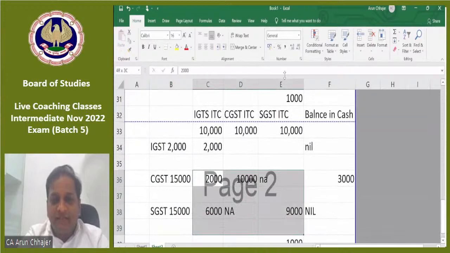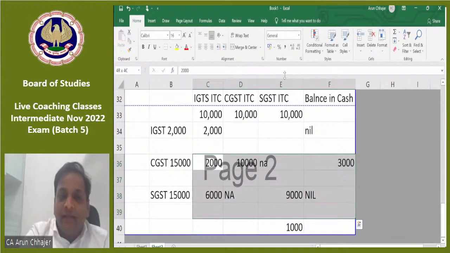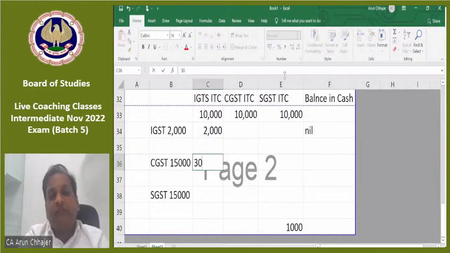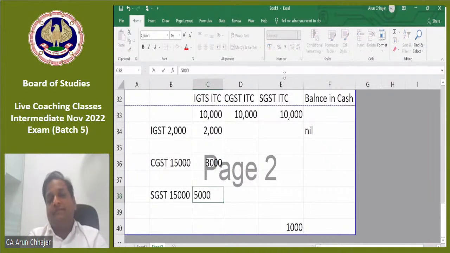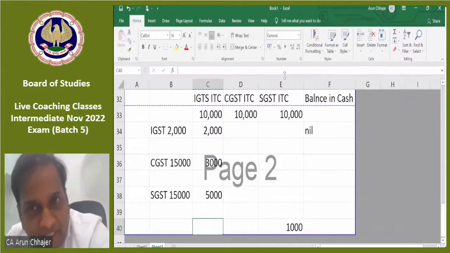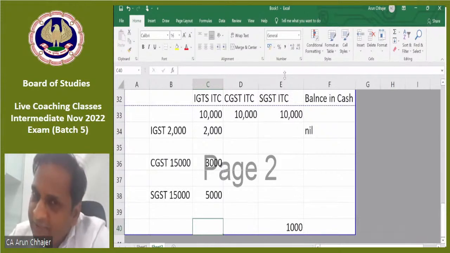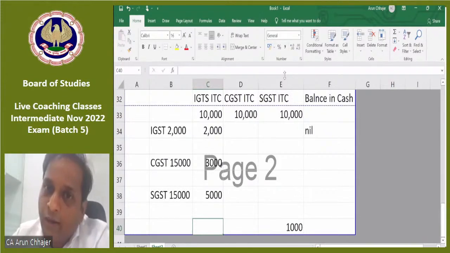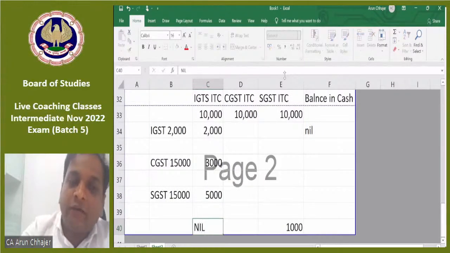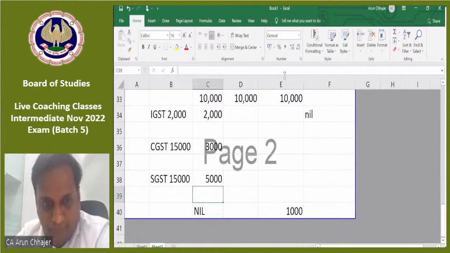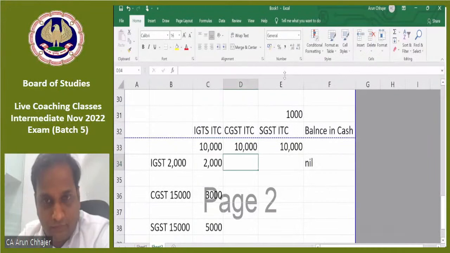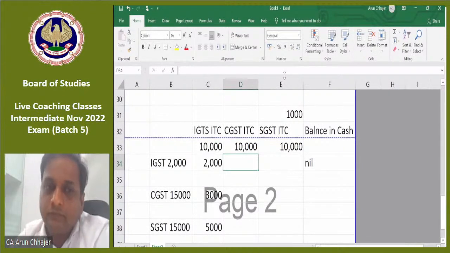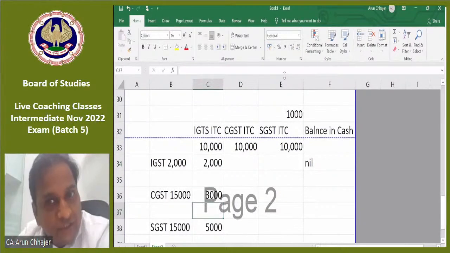I am saying, instead of here 2,000, please give 3,000 to C and 5,000 to S. Can we give the amount in any order, any manner? Yes, any order, any manner, no problem. The only requirement is I should become 0. What happens if I do it in this manner?